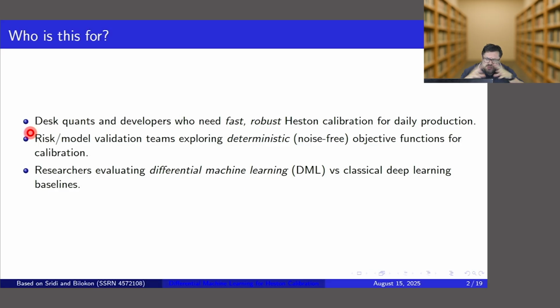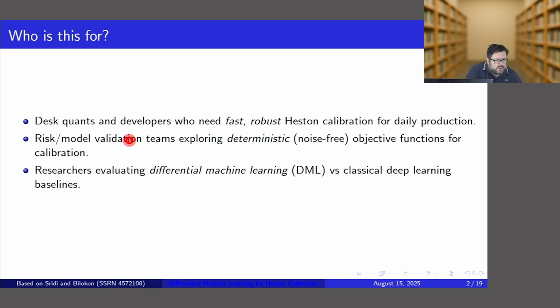But these are basically three overlapping groups. The first group is desk quants and developers who want to deliver fast and robust Heston calibration in daily production. People who need a substitution pricer that is both accurate and fast.